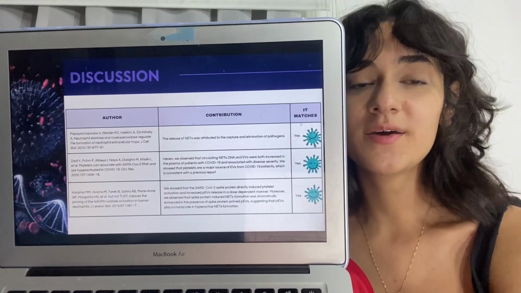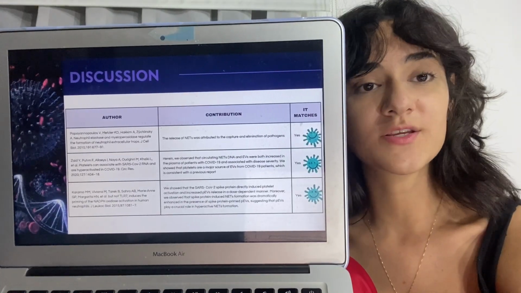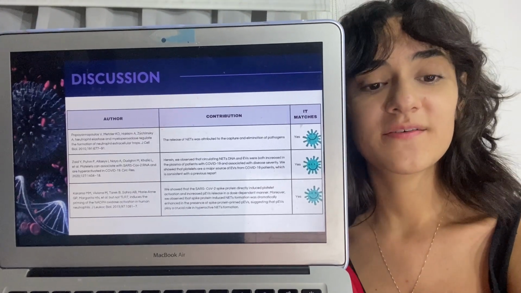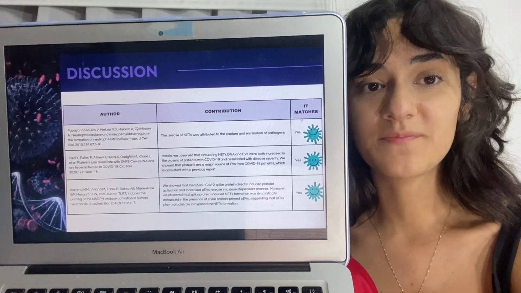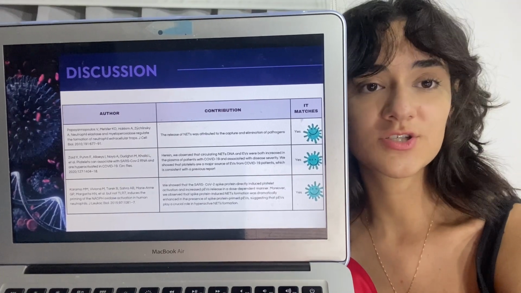The discussion. We're going to talk about different authors and see if their opinions match the investigation. The first author said, the release of NETs was attributed to the capture and elimination of pathogens. Yes, it's one of the conclusions they got to.